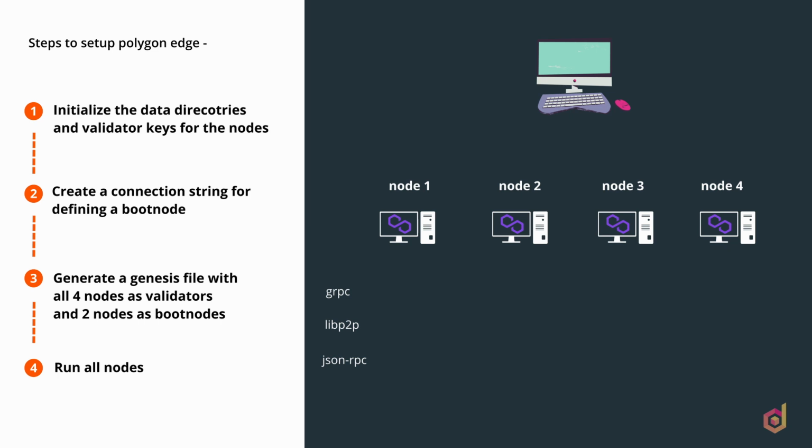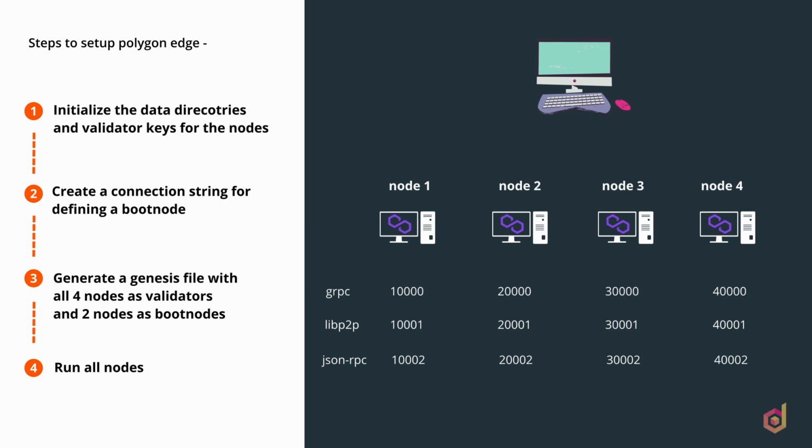for the first node, its gRPC server will run on port 10000, its libp2p server will run on port 10001 and JSON RPC will run on 10002. Similarly, for the second node, the gRPC server will run on port 20000, the libp2p server will run on port 20001, and JSON RPC will run on 20002, and so on. These three servers can be started simultaneously using the configuration file. We will see how to do that in a later part of this course.